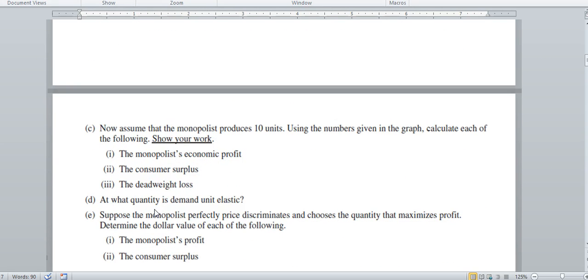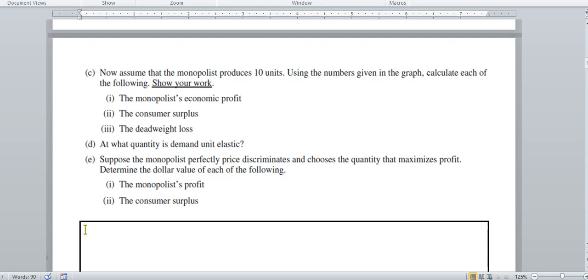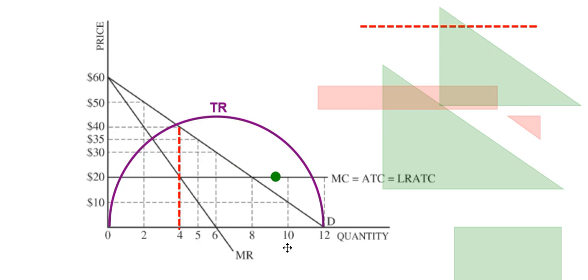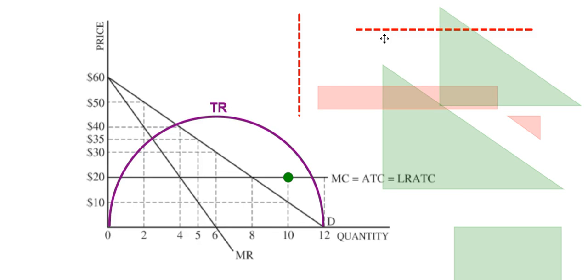Part C. Now we're going to assume that the monopolist produces 10 units. Using the numbers given in the graph, calculate each of the following: the monopolist's economic profit, the consumer surplus, and the deadweight loss. Okay, so we're going to produce at 10 units. So we need to find that point, which is right here. We're here on the demand curve. Price is here.